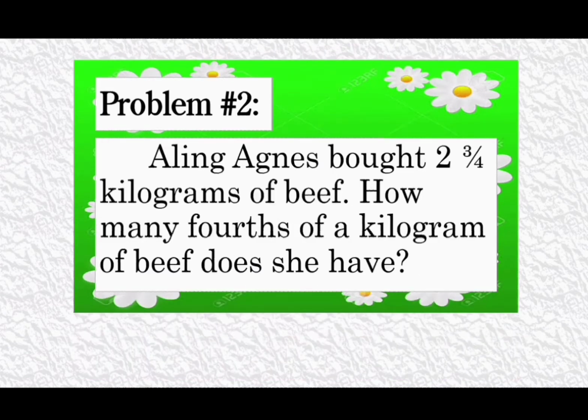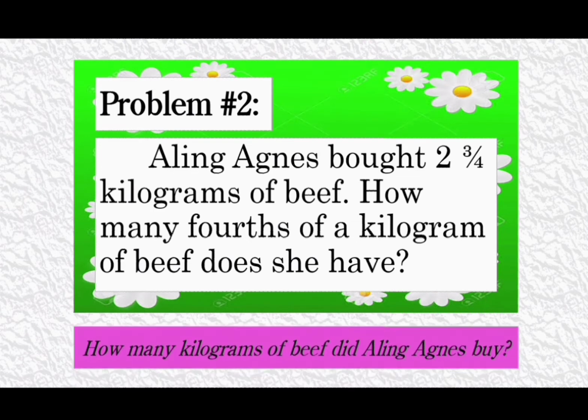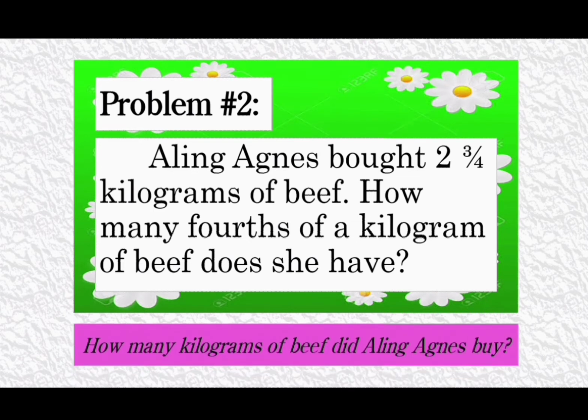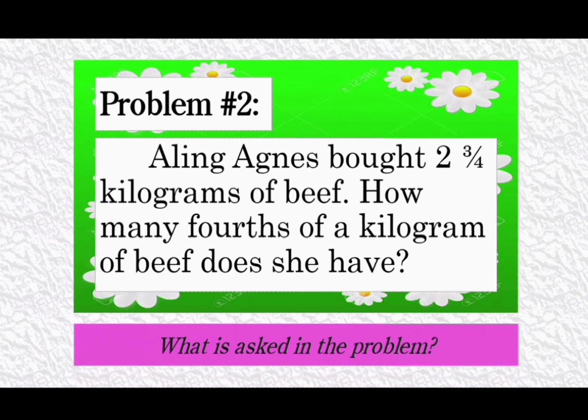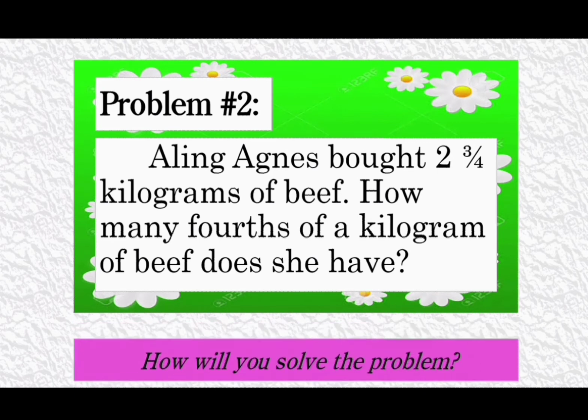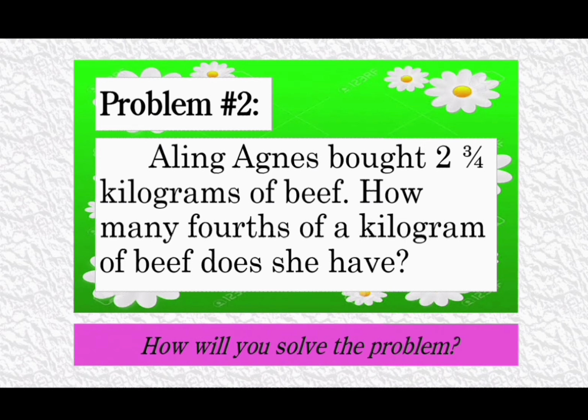Now let's read problem number 2. Aling Agnes bought 2 3/4 kilograms of beef. How many fourths of a kilogram of beef does she have? How many kilograms of beef did Aling Agnes buy? What is being asked in the problem? How will you solve the problem? Correct. We need to change 2 3/4 to improper fraction to get the answer.